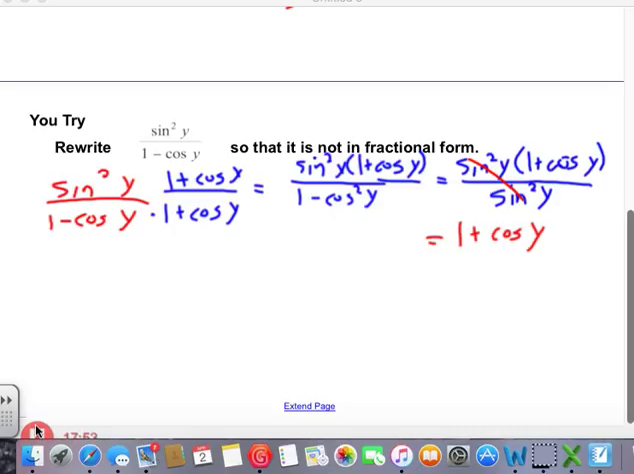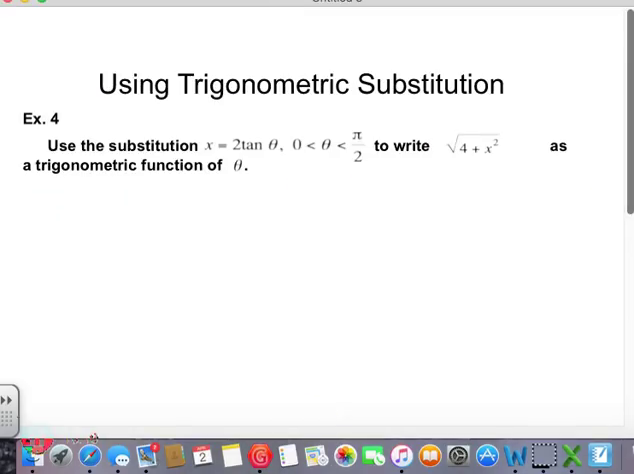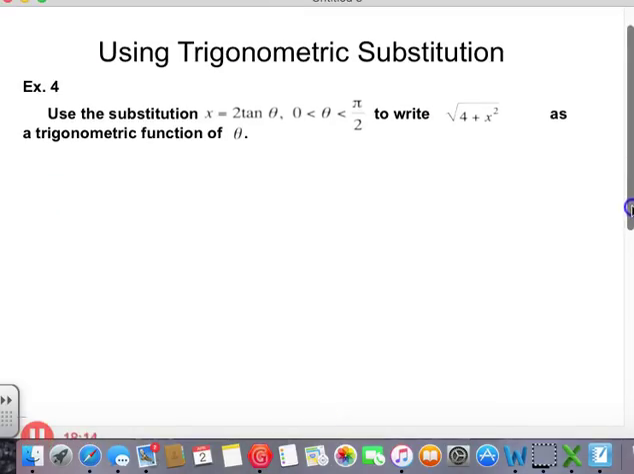Then we use our Pythagorean identity that 1 minus cosine squared has to equal sine squared. So we change the denominator to be sine squared y. And now we've got sine squared y on top and sine squared y on bottom. Those will cancel out, and we're just left with 1 plus cosine y, which is as simple as we can get on that. All right, so the last kind of problems we need to look at are using trig substitution.